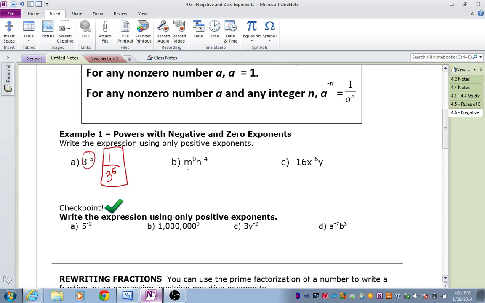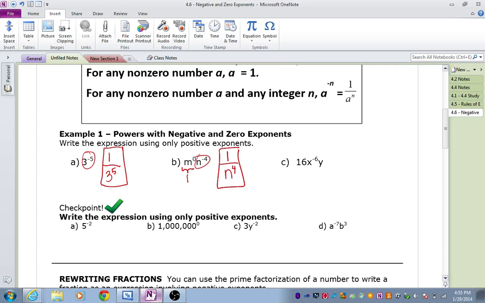Let's look at b. We have m to the 0th power times n to the -4th. We're going to do this in pieces. M to the 0th power, anything raised to the 0th power gives an answer of 1. So really it's 1 times n to the -4th, which is just n to the -4th. Since we have a negative exponent, we're going to put it in the denominator. So n to the -4th is put over n to the 4th, and we have 1. So 1 over n to the 4th.